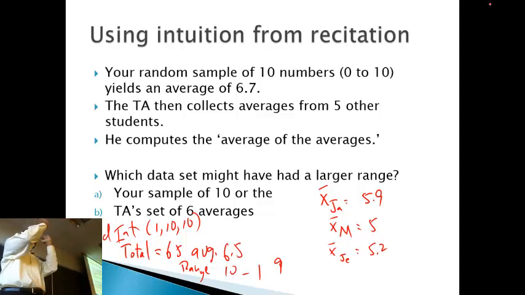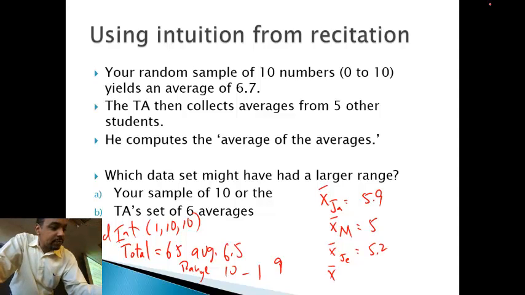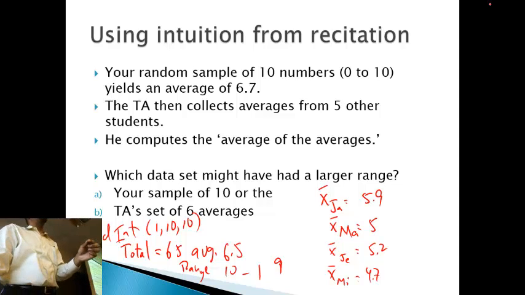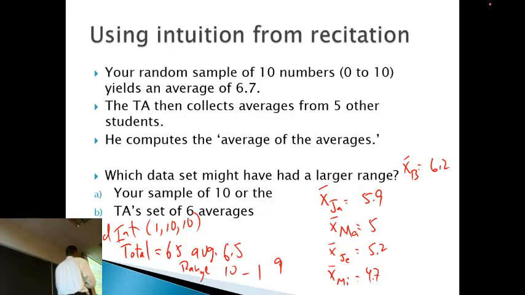All right, I need 2 more. I'm working my way back this way. On this side. Yes? 1.7. Are you Clint? Right, that's what I meant. All right, so X bar for Mike. We have Mackenzie, and we have Mike. 4.7? Yeah. And we need 1 more. Going back further with the laptop. Your name? Brianne. Okay, I got a roster of all my students' names, so you guys are in trouble next week. 6.2. All right. Perfect. Okay, so which data set might have had a larger range? Your sample of 10 or the TA set of 6 averages?